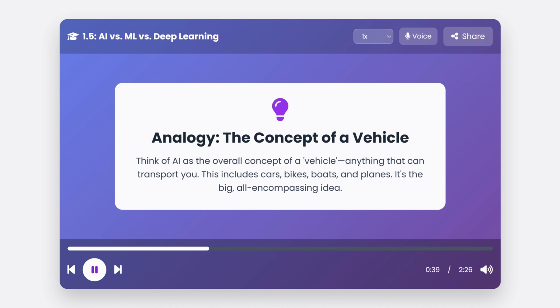Think of the concept of a vehicle. This is a very broad term that includes anything designed for transportation. It could be a car, a bicycle, a boat, or an airplane. Vehicle is the big picture idea, just like artificial intelligence is.